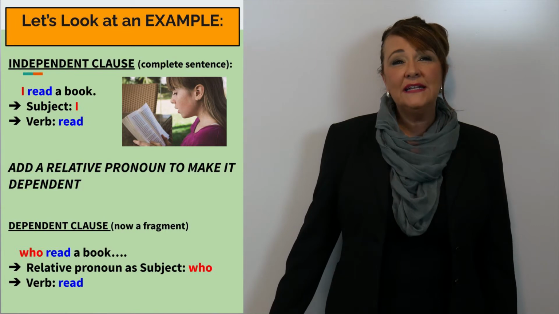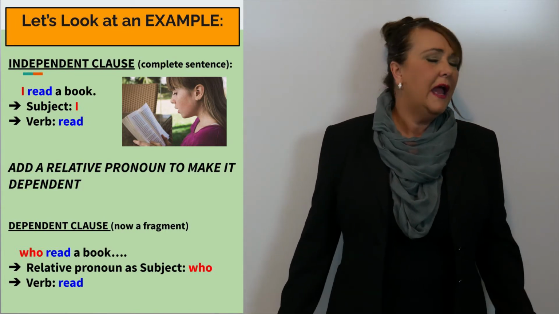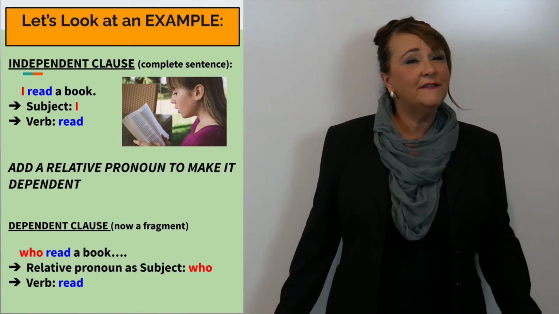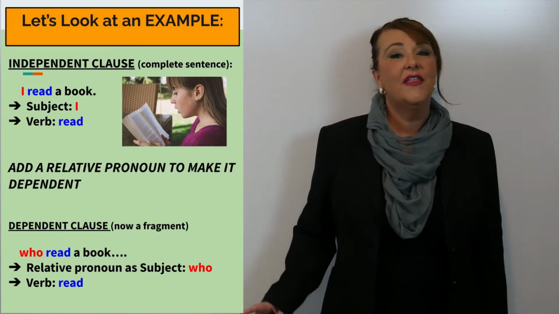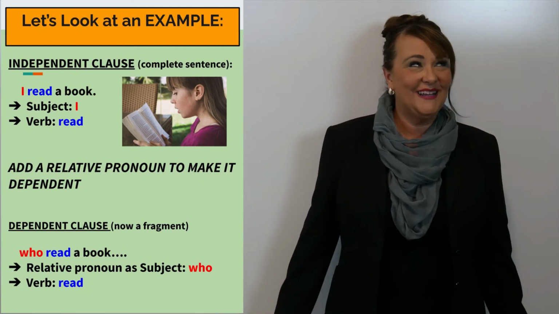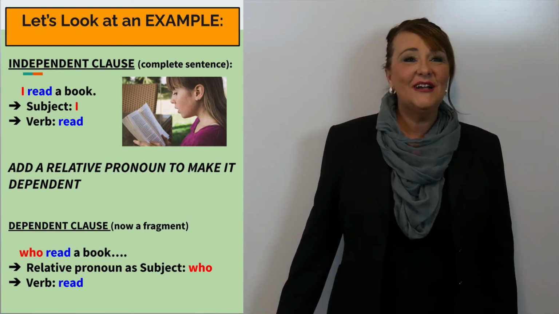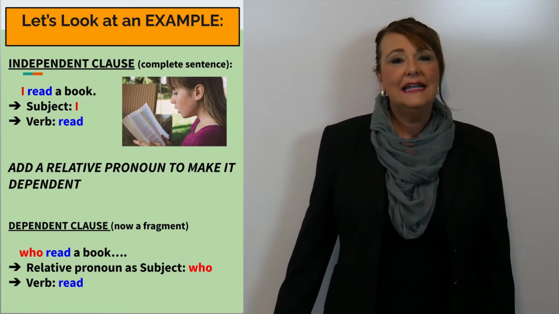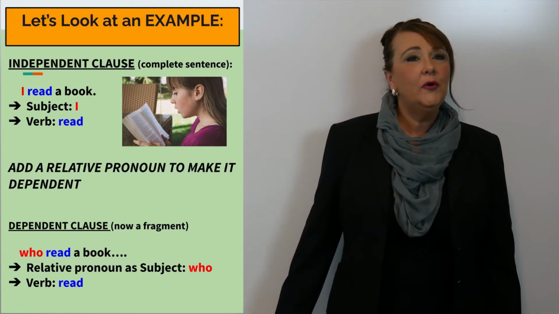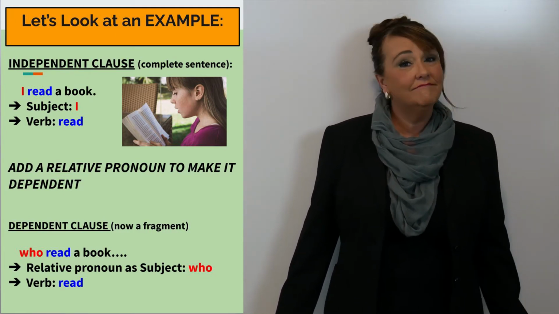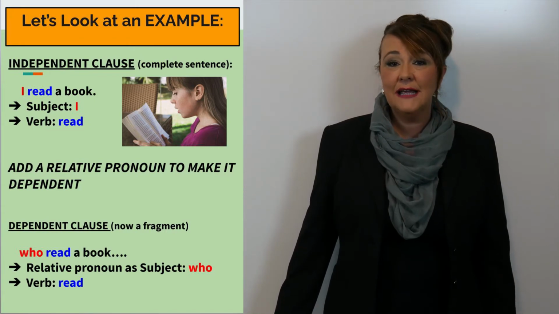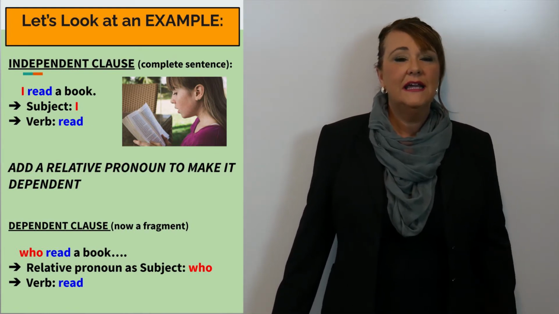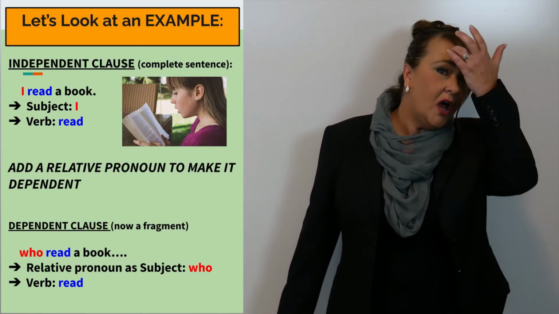Now, how do I take that independent clause and make it a dependent clause? Well, we put a relative pronoun in front of that independent clause. Let's look at what I did. I used the relative pronoun who. Now the sentence says, who read a book? The relative pronoun is the subject, who, and the verb is read. It's now a dependent clause.